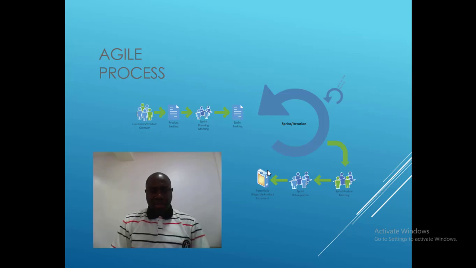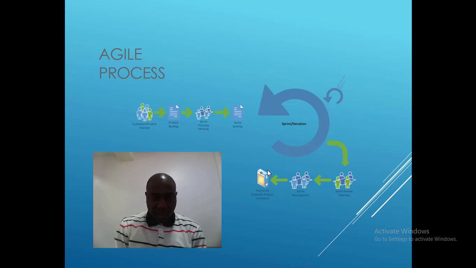So what is the process? The Agile process, from what we can see here, we have the customers and the product owners. They prioritize what needs to be done, and it goes to the product backlog. So this is the list of requirements for the project, and from this list, sprint planning is done to determine what will be done in each sprint, and whatever is determined will be put in the sprint backlog, and the iteration continues to take place.